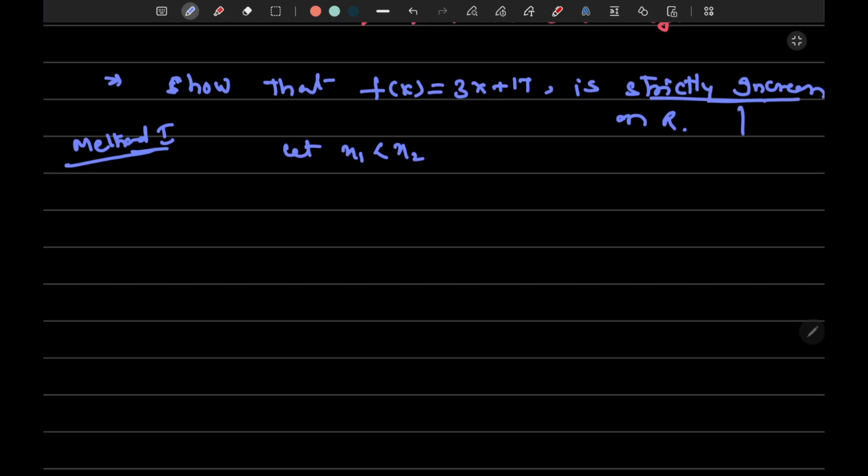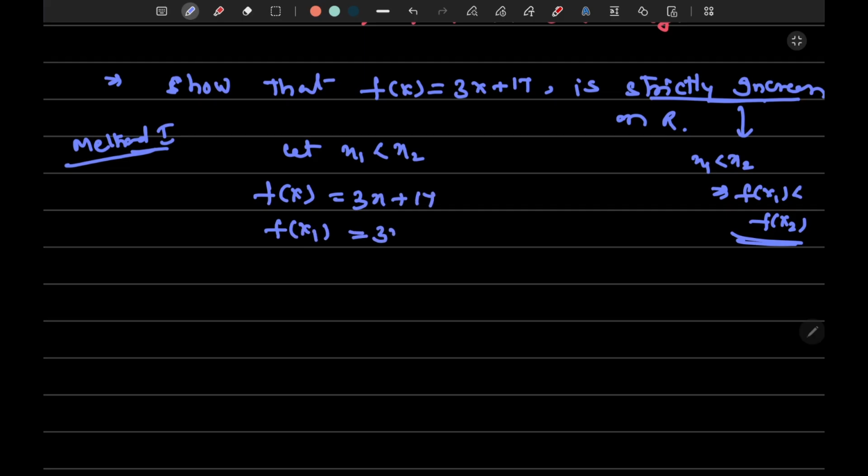What I want to prove is strictly increasing. Strictly increasing means x1 is less than x2 implies f of x1 is less than f of x2. Correct? Strictly increasing formula. Yes, I'm taking x1 less than x2. The given question is f of x equals 3x plus 17. F of x1 is 3x1 plus 17. F of x2 is 3x2 plus 17.